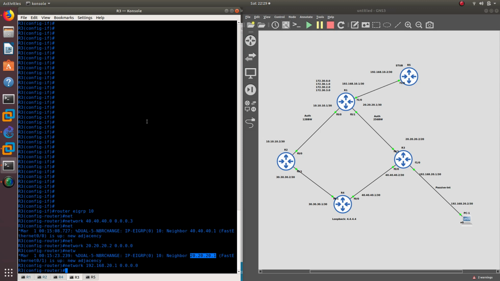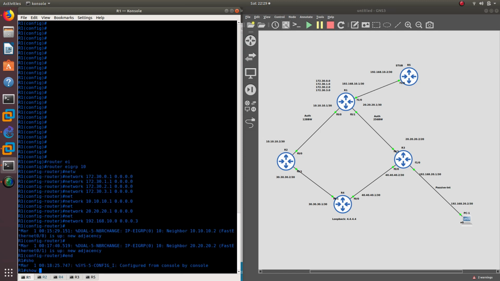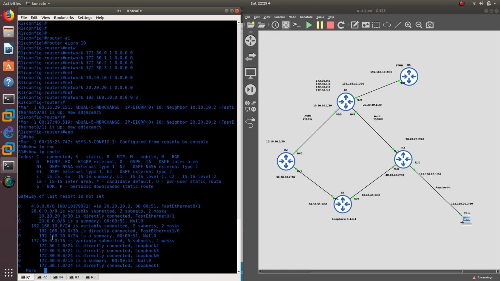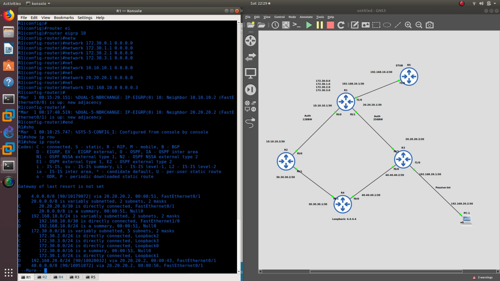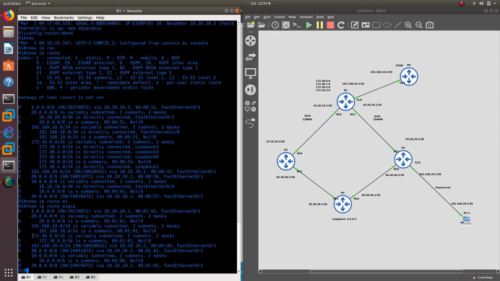And what I'm going to do now is go to router 1. Let's do some show commands. So, show ip route. As you can see right here, I have a bunch of routes, but I want to be more specific. Show ip route, just EIGRP routes. And from router 1, as you can see, we have a couple of routes.